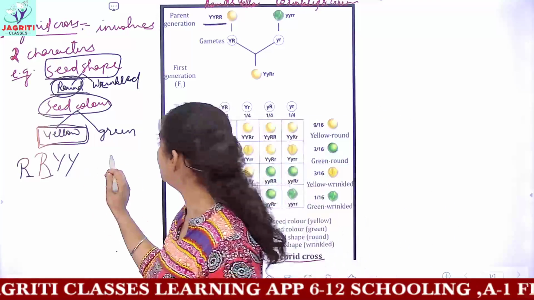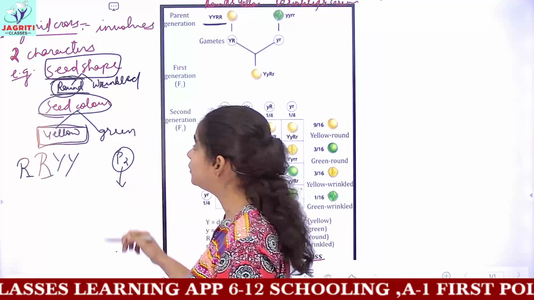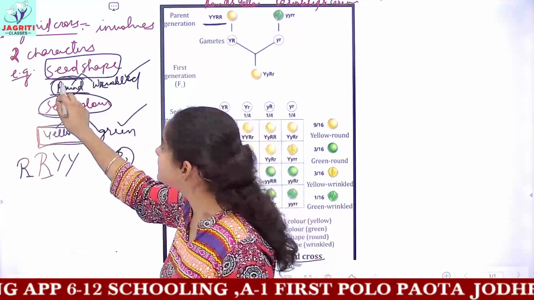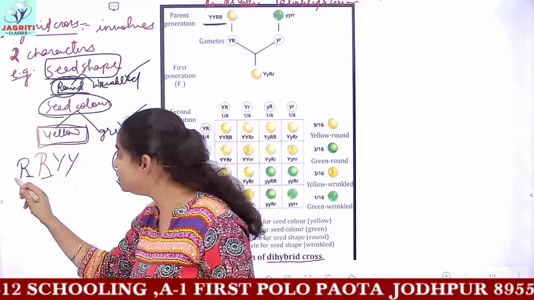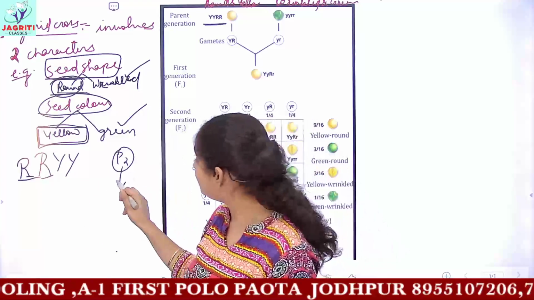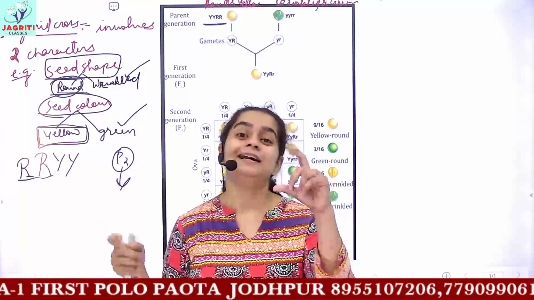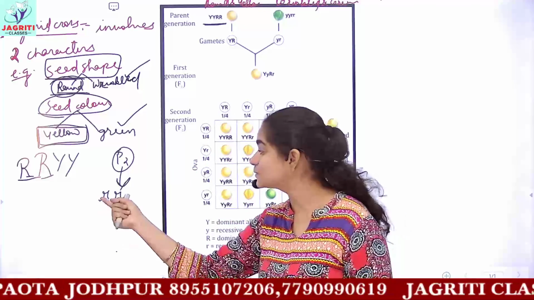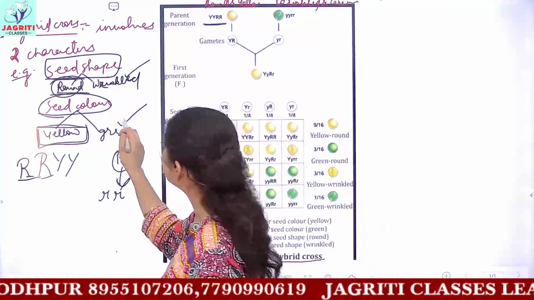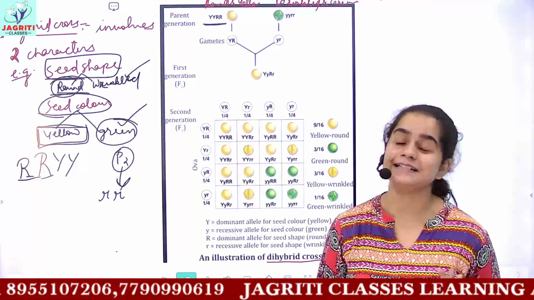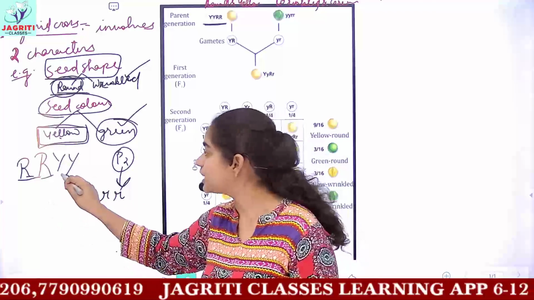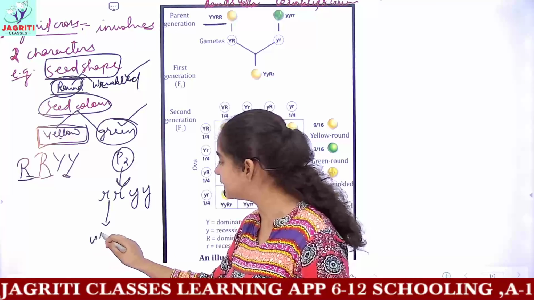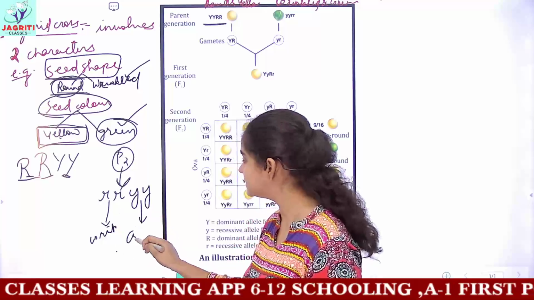And hence, if I want the genotype of parent 2, what would it be? Parent 2 is wrinkled and green. Wrinkled is recessive to round. So because for round we use the symbol capital R, for wrinkled I will use the same symbol, R, but in small letters. So for parent 2, the wrinkled shape can be written as small r. And now parent 2 has green seeds. Because yellow was dominant, we used capital Y, so here we will be using small y. This represents wrinkled and this represents green color.